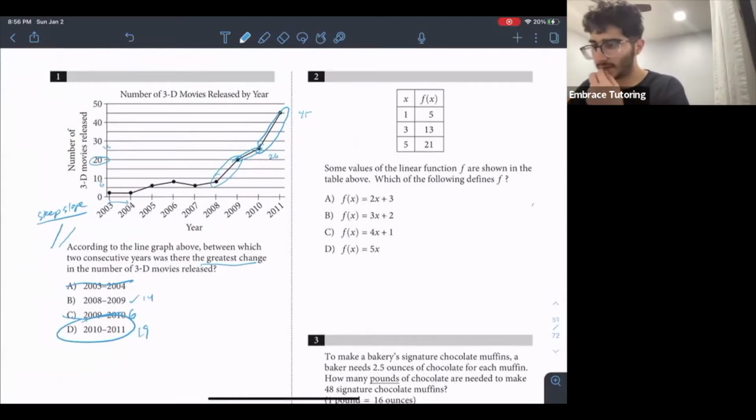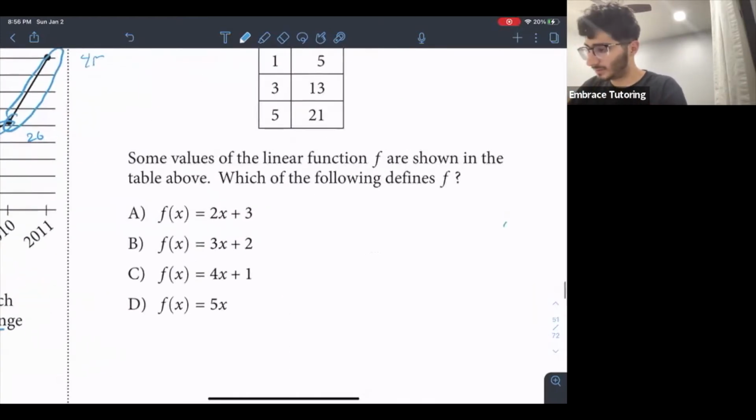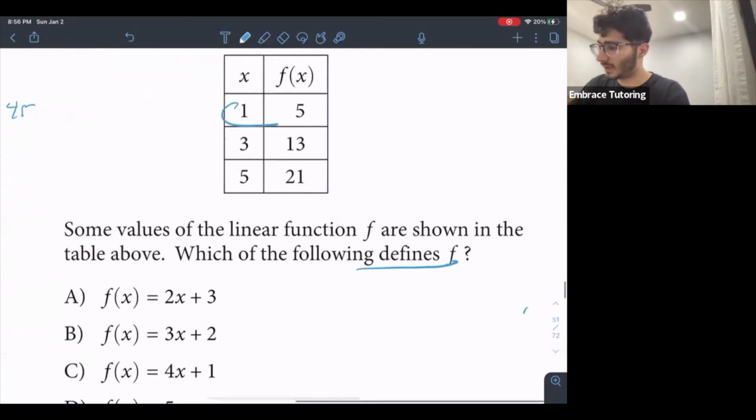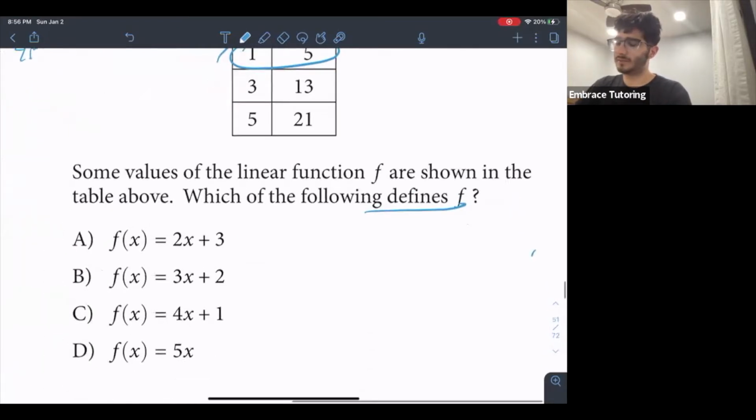Next question. Some values of the linear function f are shown in the table above. Which of the following defines f? So f is the function. The best way to do this would be to plug in the data points that they give you, 1 and 5, and we can just plug them into each formula to see if it works out.